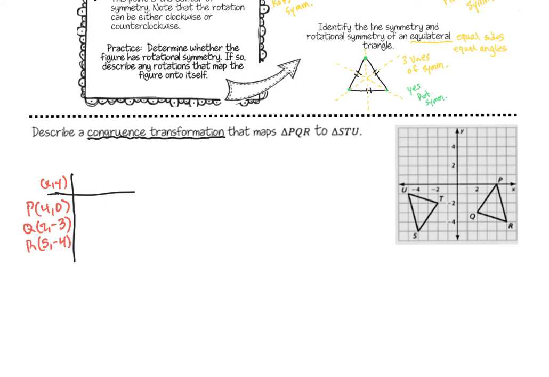We're going to describe a congruence transformation that maps triangle PQR to triangle STU. Something really important here is we're going from PQR to STU. That means PQR is our pre-image. We're starting there, and we're going to STU, so STU is our image. It's easy to see what maps to what, because you just look at the letters. P comes first here, so S comes first here, so P becomes S. P maps to S, Q maps to T, and R maps to U. So this is how this will map right here.